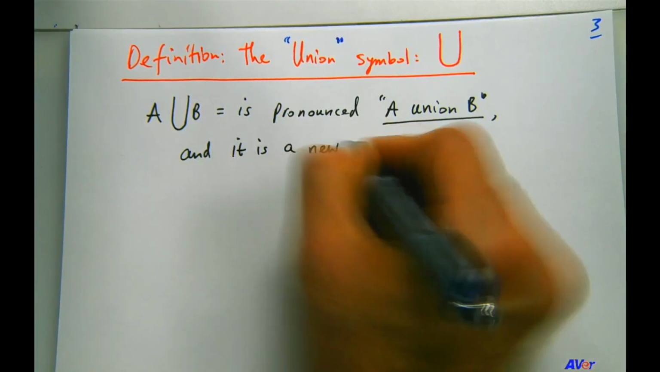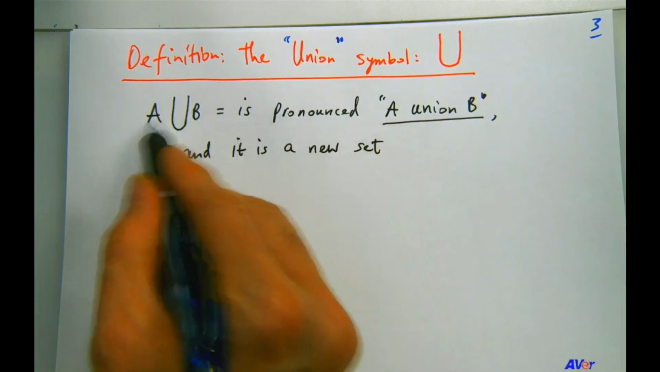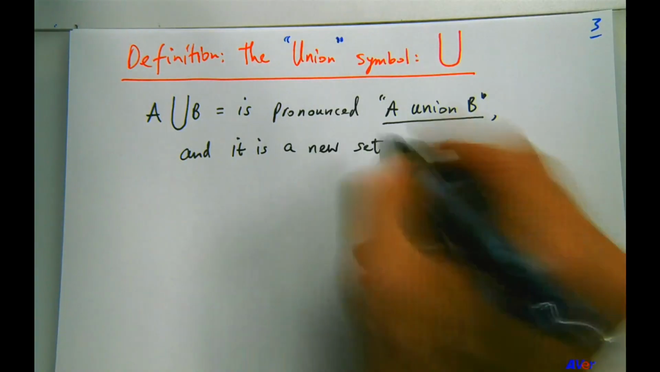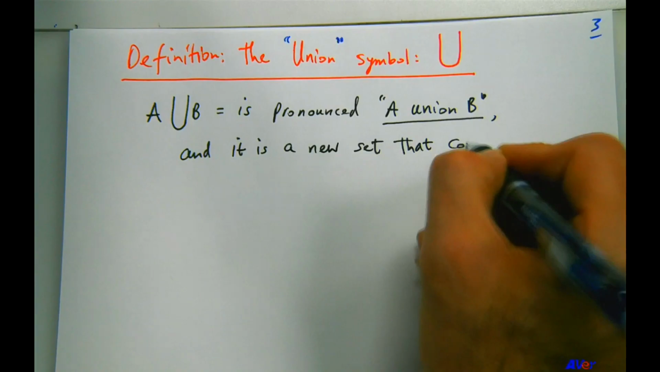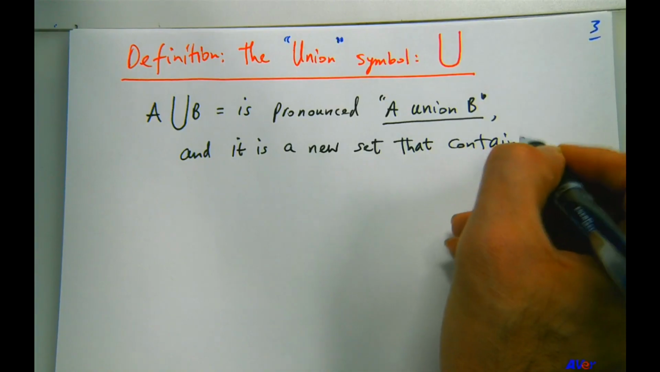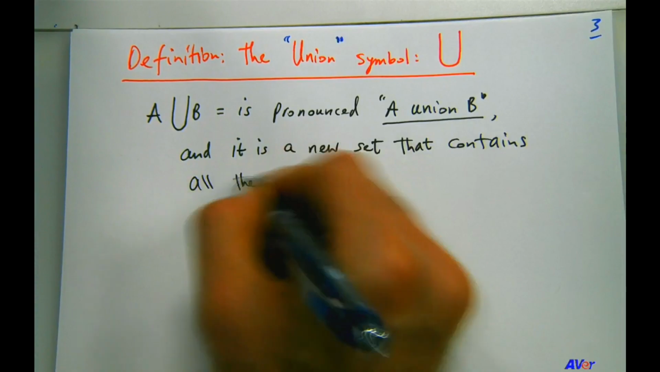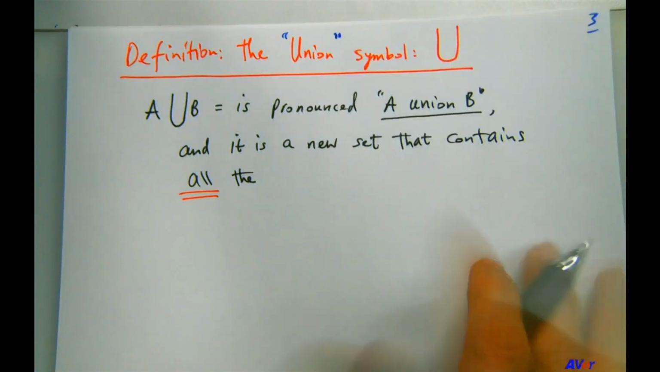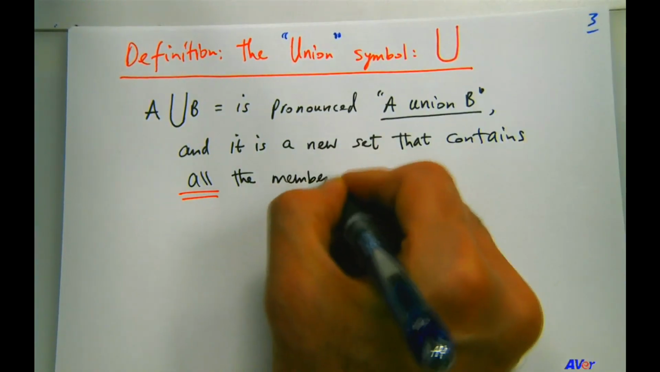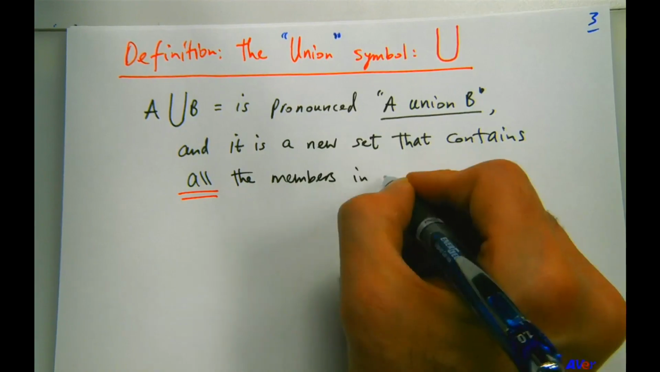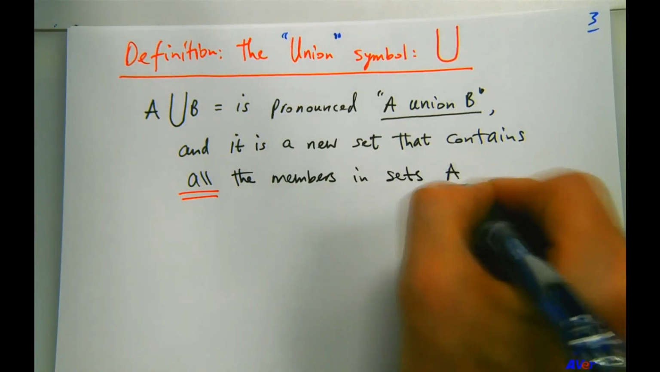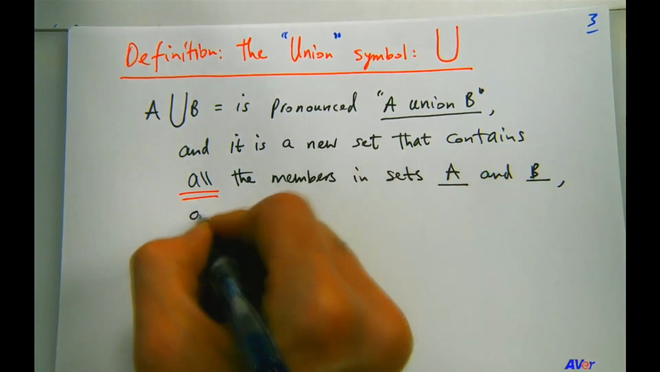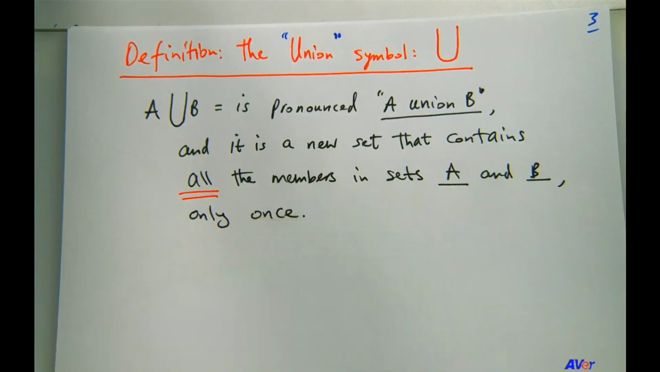And it is a new set. You take the union of sets A and B, you're going to get a new set. Okay, it is a new set that contains all, this is the key, all the members in sets A and B, only once.